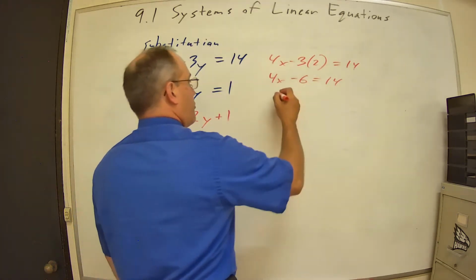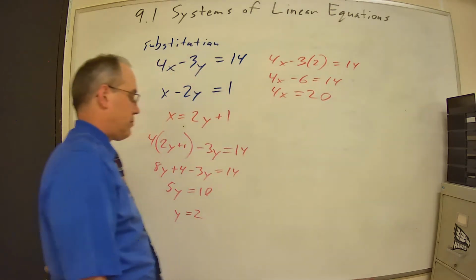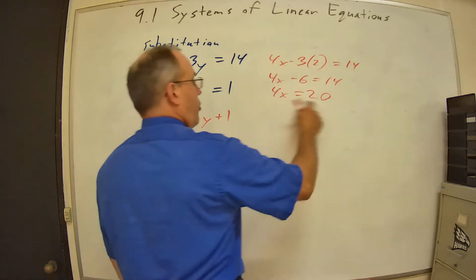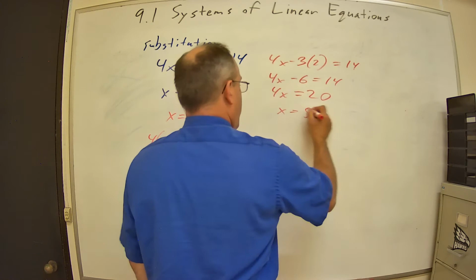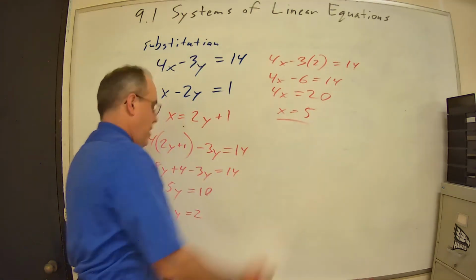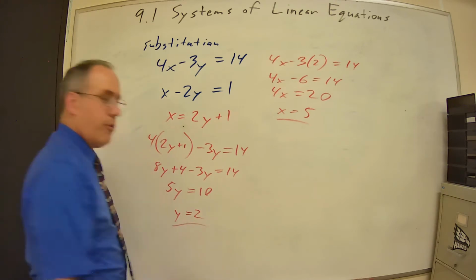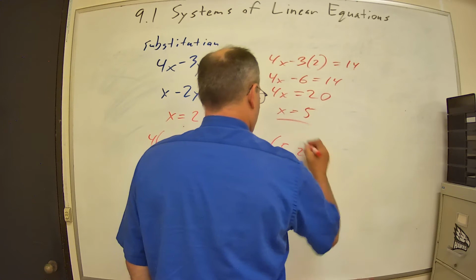Add 6 to both sides. 4x is equal to 20. Divide both sides by 4, x is equal to 20 divided by 4 is 5. So we now have x equal to 5 and y equal to 2. So my solution is 5, 2.